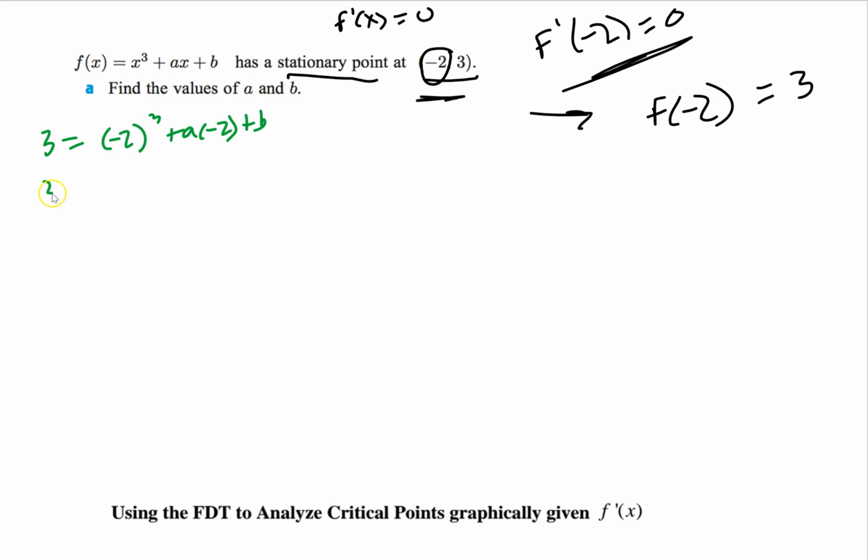I can simplify it a little bit. 3 equals negative 8. Remember, odd power keeps the sign. Minus 2a plus b. Add the 8 over, I get 11 equals negative 2a plus b. Right, can't go any further there. That's where I max out.